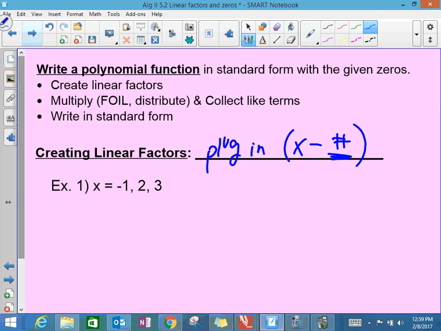Okay? It all goes back to the way that we factored and we said it equals 0 and it changed signs, right, from the factors to the actual 0. So you just have to memorize it's x minus that number.